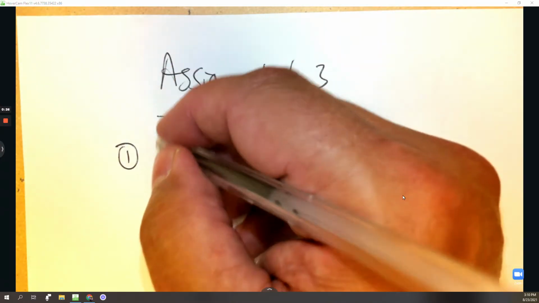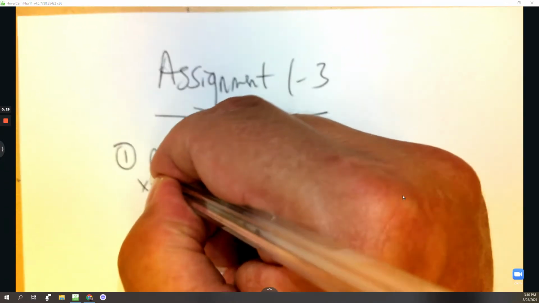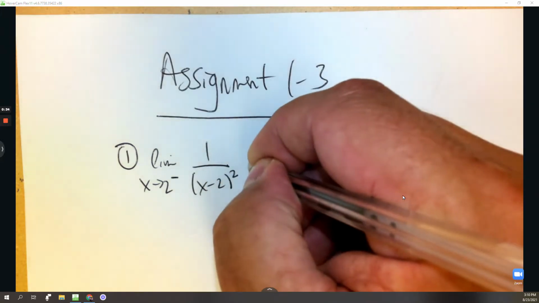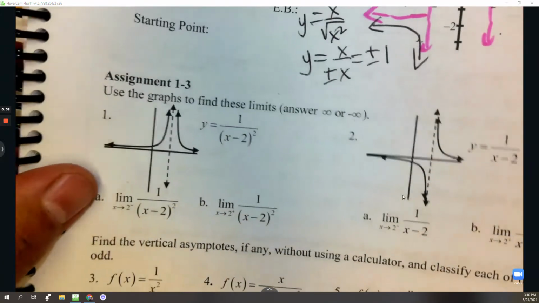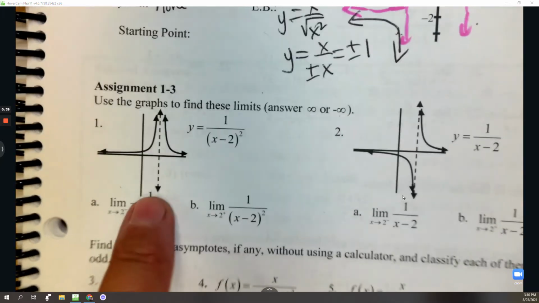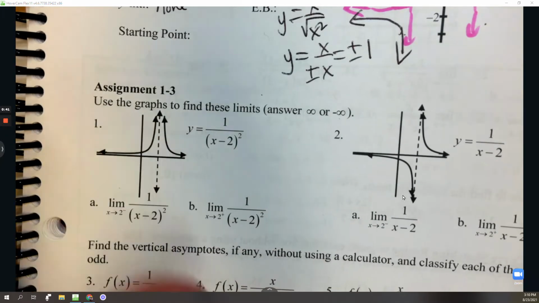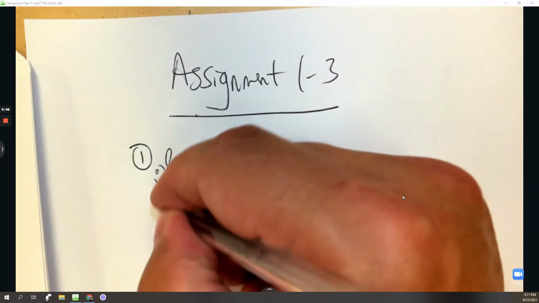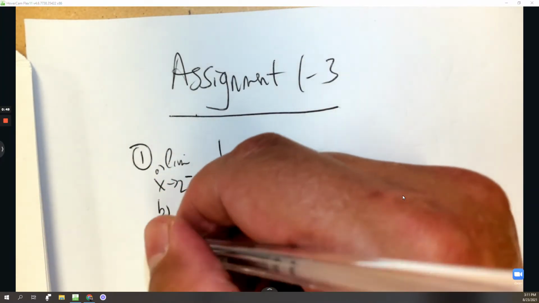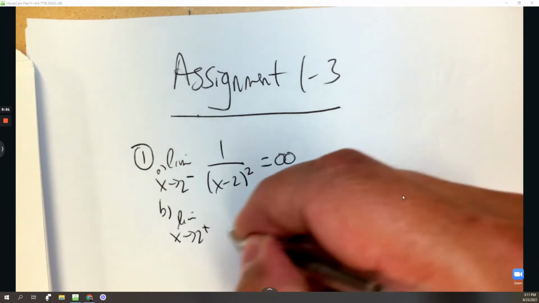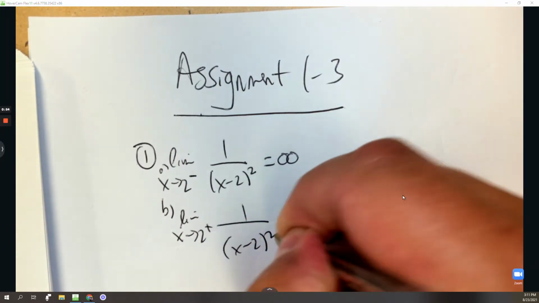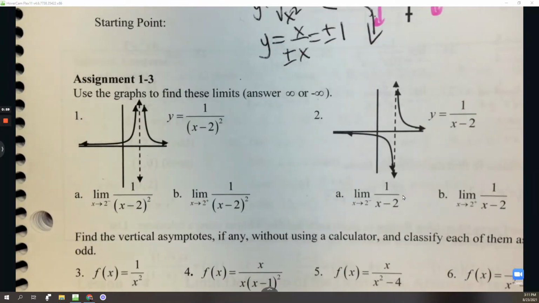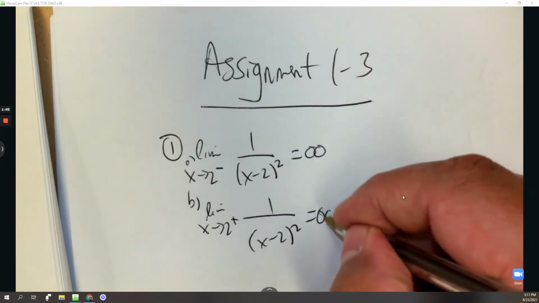For number 1, the question is, find the limit as x approaches 2 from the left of 1 over (x minus 2) squared. To the left of 2, the answer is infinity. That's A. B, the limit as x approaches 2 from the right. If I look on the right, it's the same answer. It's also infinity.